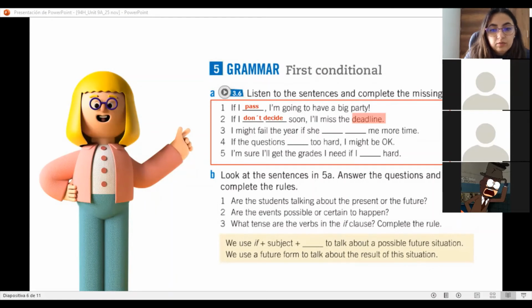So, she doesn't give me more time. Good. I may fail if she doesn't give me.